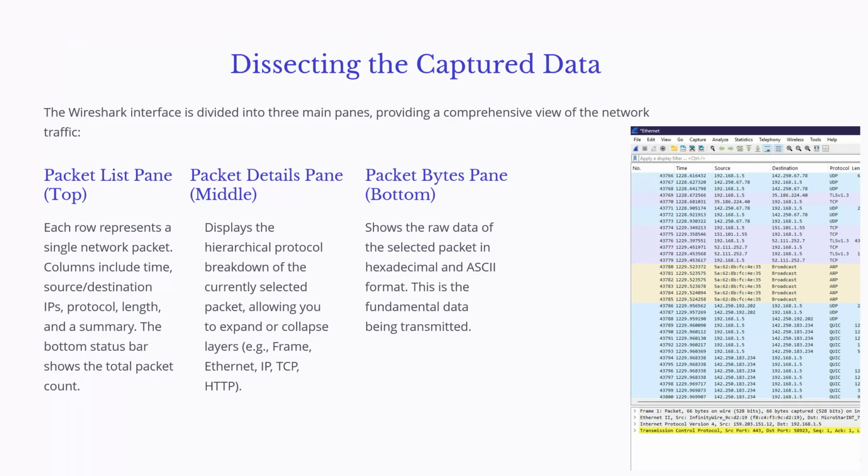Dissecting the captured data. The Wireshark interface is divided into three main panels, providing a comprehensive view of the network. When you look at the capture window, each row represents a single packet. Wireshark shows columns for time, source and destination addresses, the protocols used, and brief packet information. At the bottom of the screen, it displays the total number of packets captured.